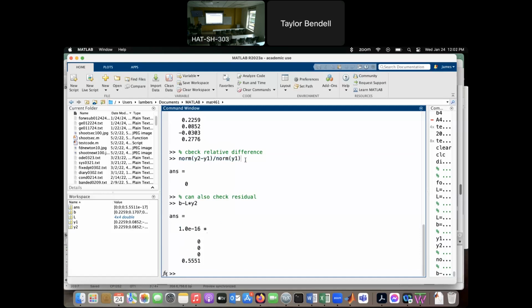Norm is the magnitude of a vector or a matrix. That's what that function does. We'll talk about norms later. But for vectors, it's equivalent to what you learned about in calculus 3, where it's the square root of the sum of squares of the elements of a vector. So nothing too unusual here. But for matrices, it's a bit more complicated.